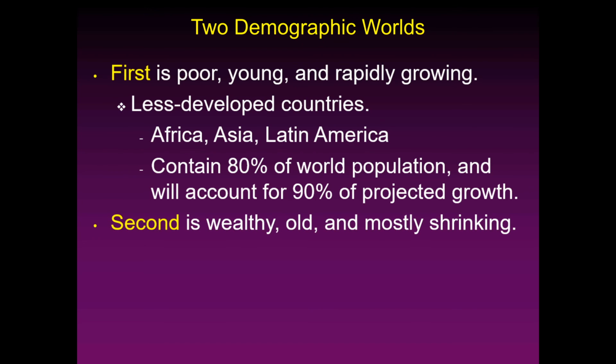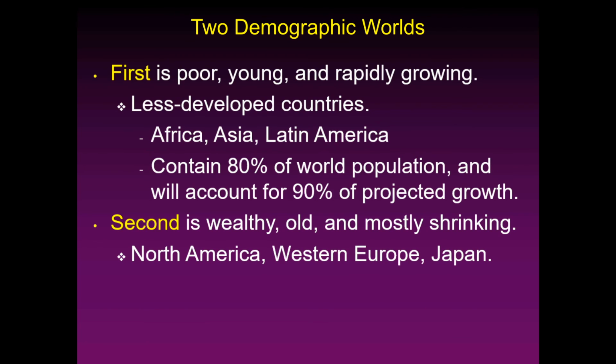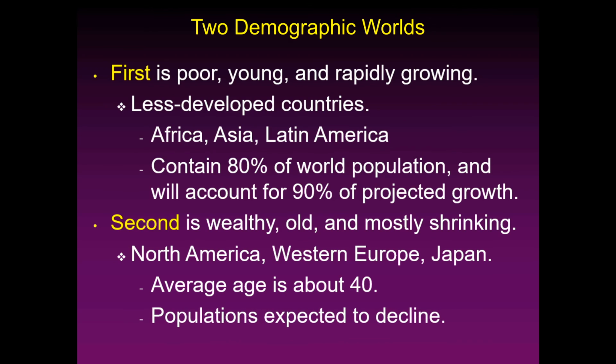The second is wealthy, old, and mostly shrinking. I'm going to amend mostly shrinking to slow growing. You see this a lot in North America, Western Europe, and Japan. The average age in these populations is about 40, so it tends to be middle-ish age. Compare that to Africa, Asia, and Latin America, which tends to be a lot younger. And these populations are expected to decline. Are they declining right now? No, but they're expected to in the future.